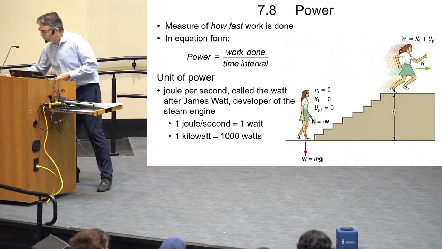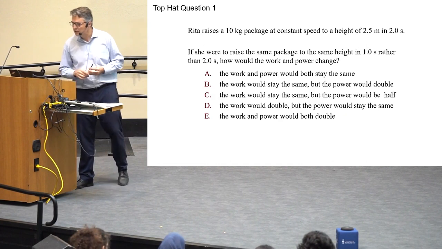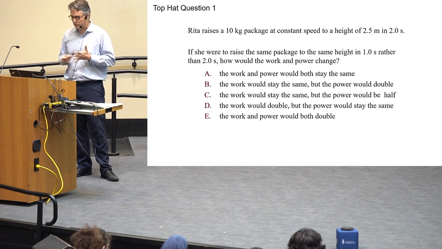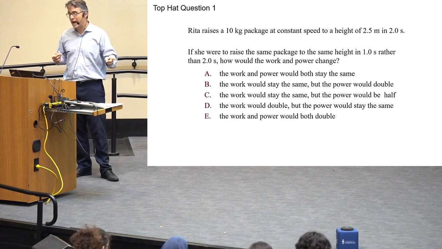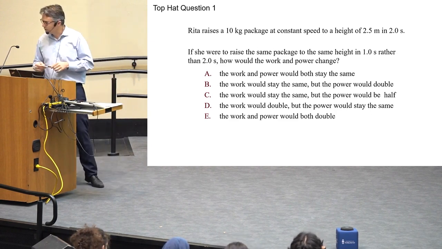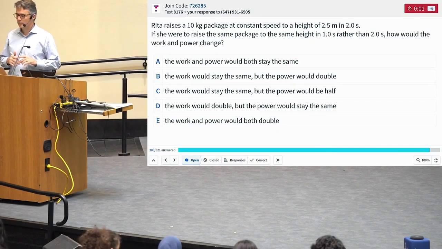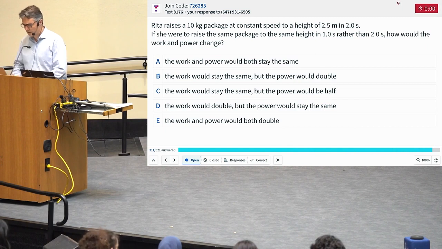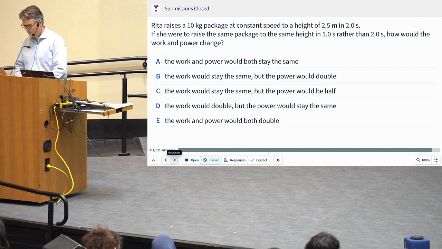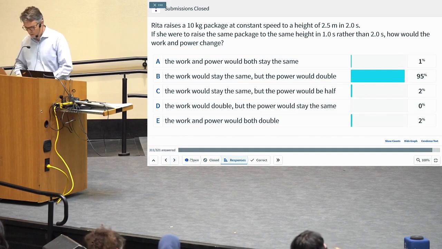So, okay, let's do a Top Hat question. Get things going here. Rita raises a 10-kilogram package at a constant speed to a height of 2.5 meters in 2 seconds. If she were to raise the same package to the same height, but in half the time, what would change about the work done and the power? Survey says... that the work would stay the same, but the power would double.